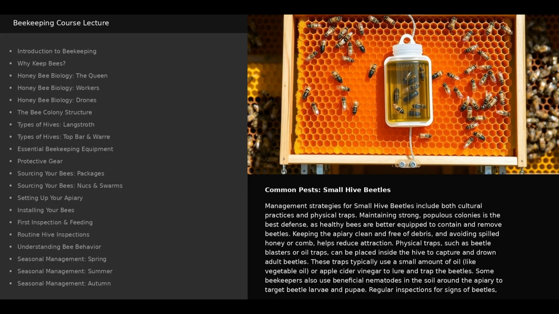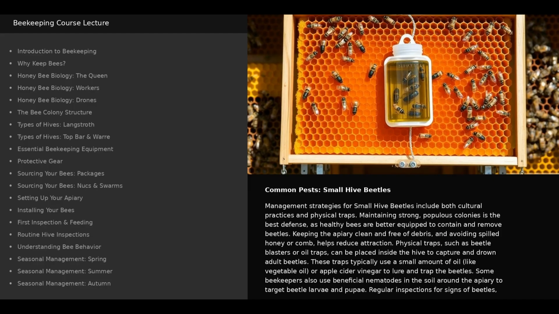Management strategies for small hive beetles include both cultural practices and physical traps. Maintaining strong, populous colonies is the best defense, as healthy bees are better equipped to contain and remove beetles. Keeping the apiary clean and free of debris and avoiding spilled honey or comb helps reduce attraction. Physical traps, such as beetle blasters or oil traps, can be placed inside the hive to capture and drown adult beetles.